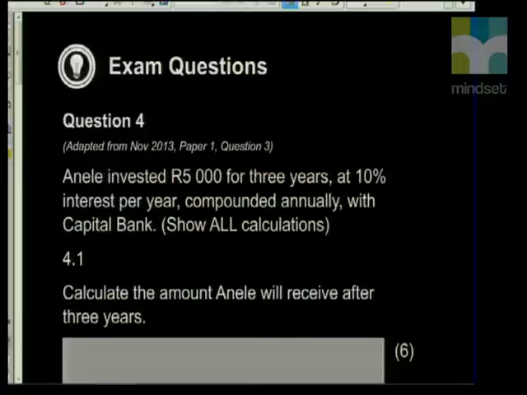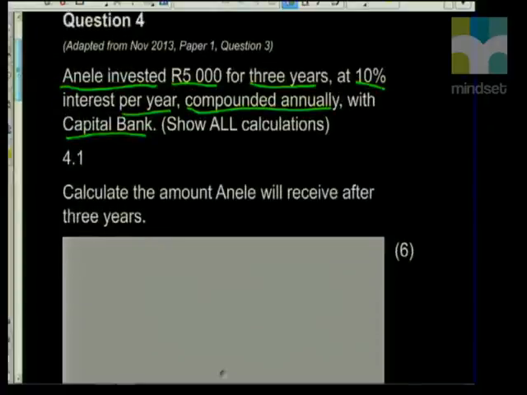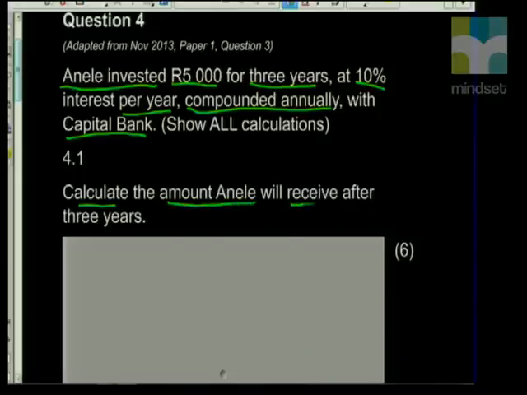So, the statement. Anele invested 5,000 Rand for 3 years at 10% interest per year, compounded annually with Capital Bank. Now it says show all your calculations. So off the bat, we know this is a compound interest calculation. They're telling you it's compound interest, and at this stage, you should all be able to do compound and simple interest. So let's have a look. Calculate the amount Anele will receive after 3 years.